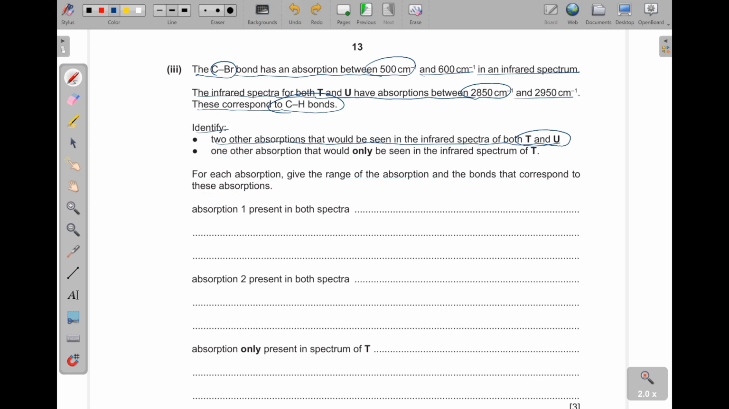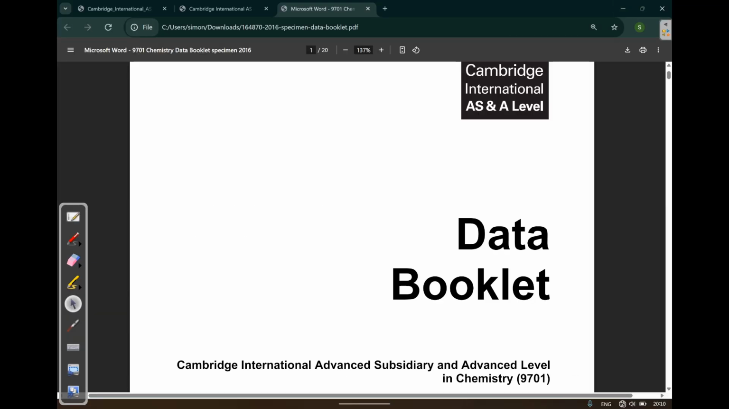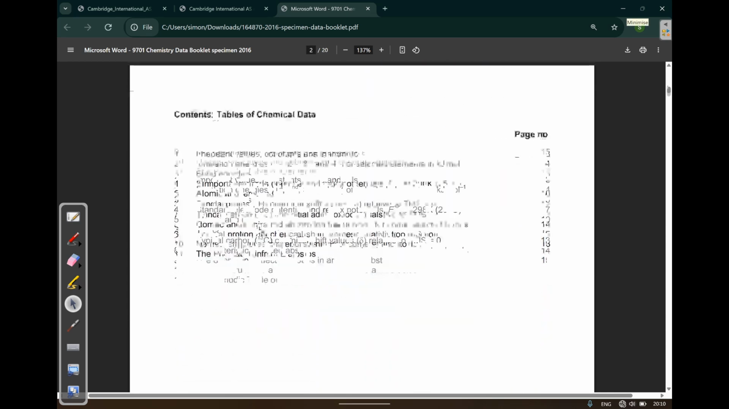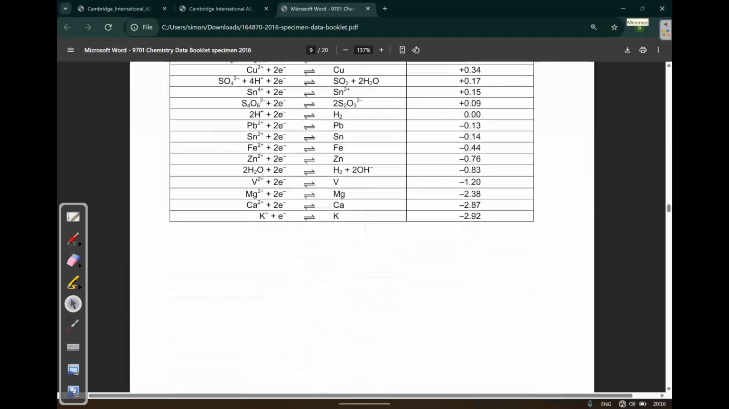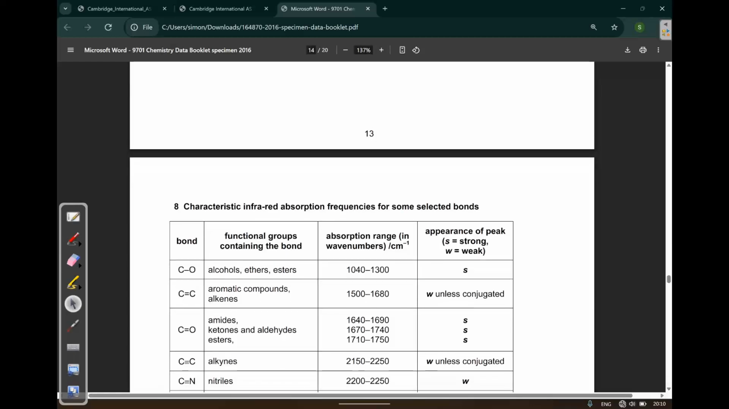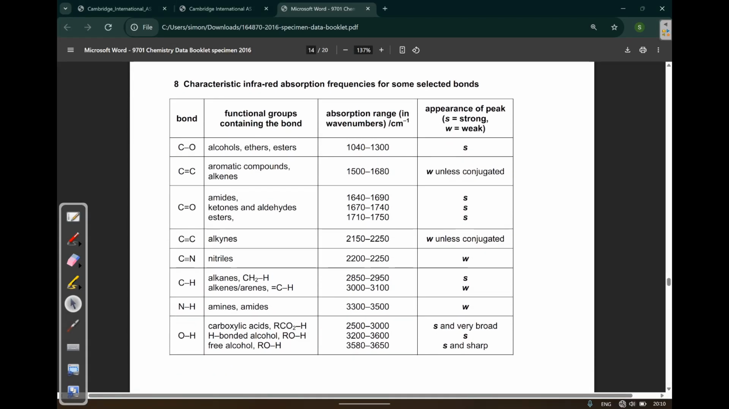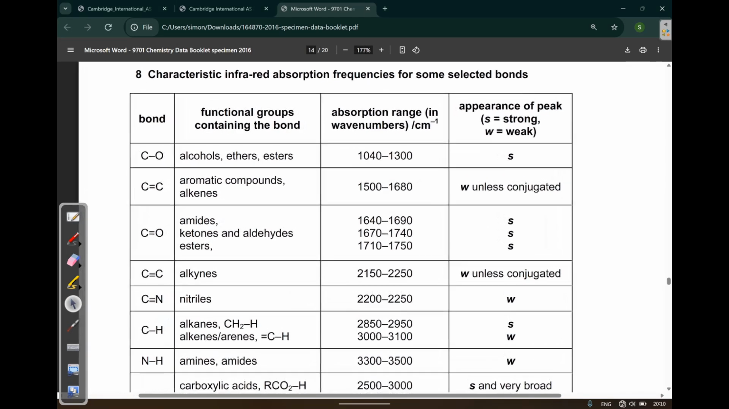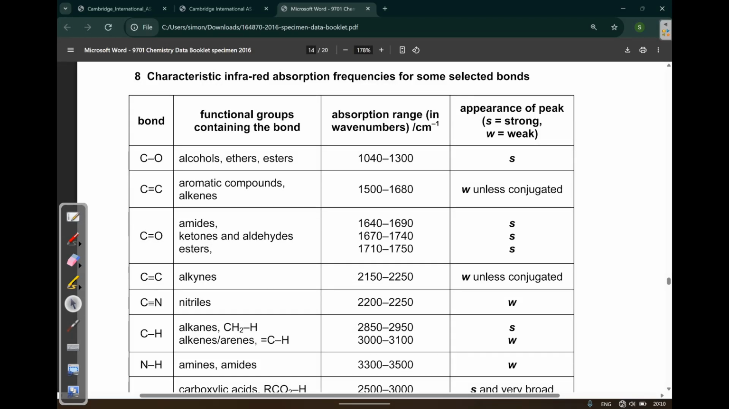Okay. Now, back then, they used to give what we call the specimen data booklet, which actually looks like this. Specimen data booklet looked like this. Now, let's go to those absorptions. These are the ones here. The characteristic infrared absorption frequencies for some selected bonds.